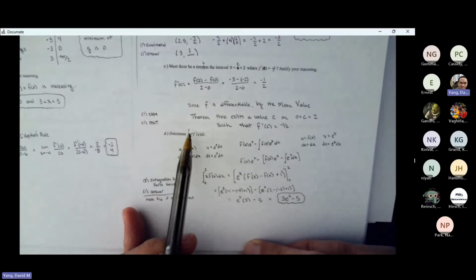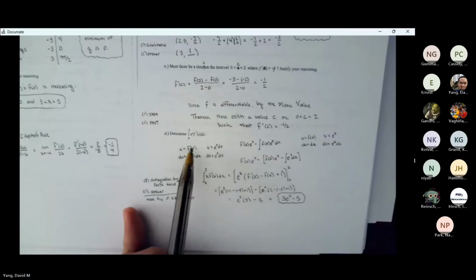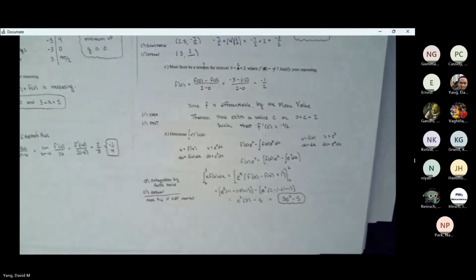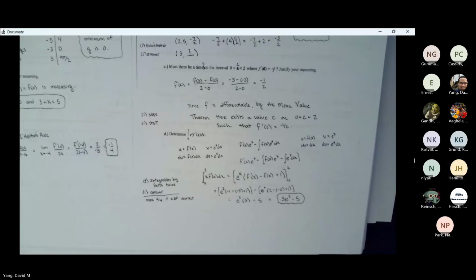Yeah, we got to do IBP here. Yeah, it's kind of tricky because we don't know how do we know what's our u value, what's our f value, what's our g prime.